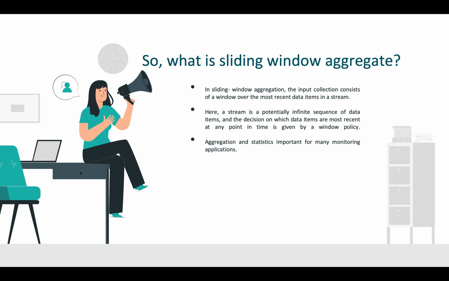In sliding window aggregation, the input collection consists of a window over the most recent data items in a stream. Here, a stream is a potentially infinite sequence of data items, and the decision on which data items are the most recent at any point in time is made by a window policy.